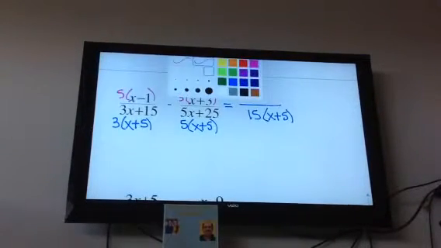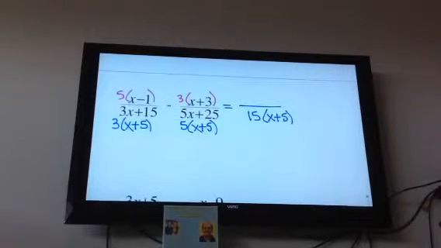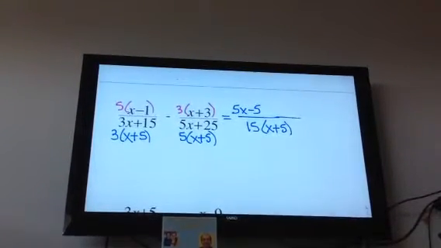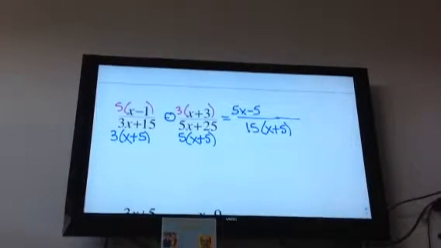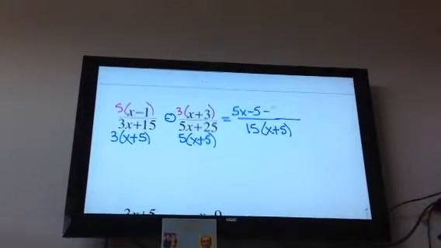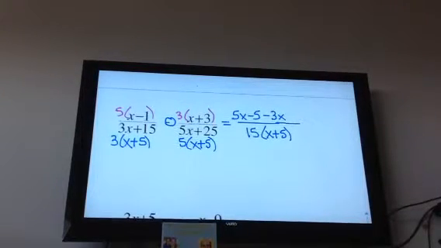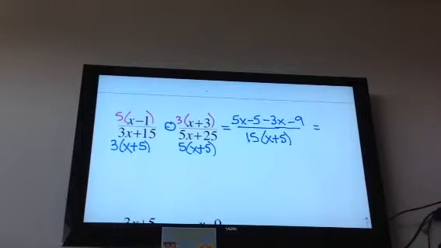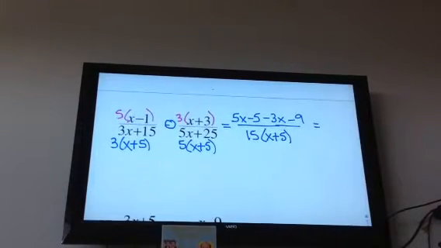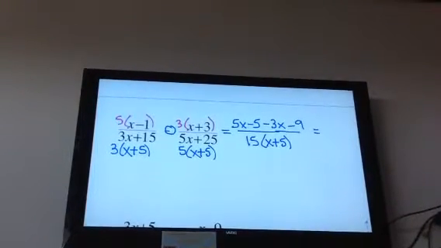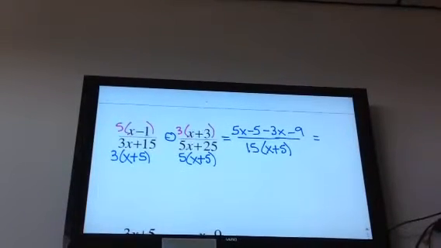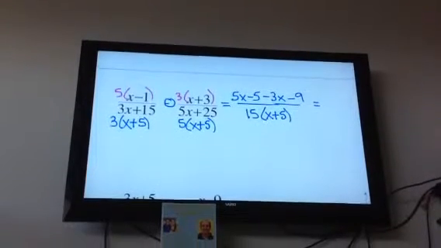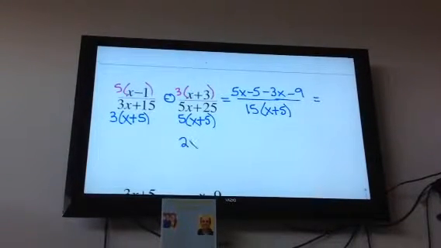All right, let's multiply through. So I have 5 that I'm going to distribute, 5x minus 5, minus, watch my minus, 3 times x, minus 3x, minus 3 times positive 3, minus 9. That's the hard part, getting that. Now think 3 steps. Every time, once you do that, think 3 steps. Can I add and subtract anything? Why, yes, I can. I can make it 2x minus 14.